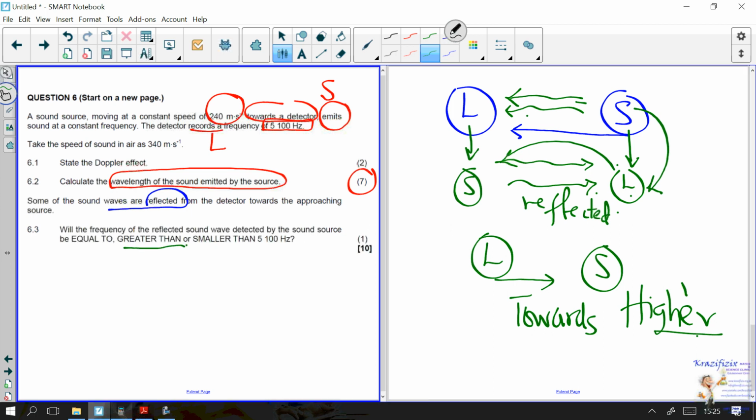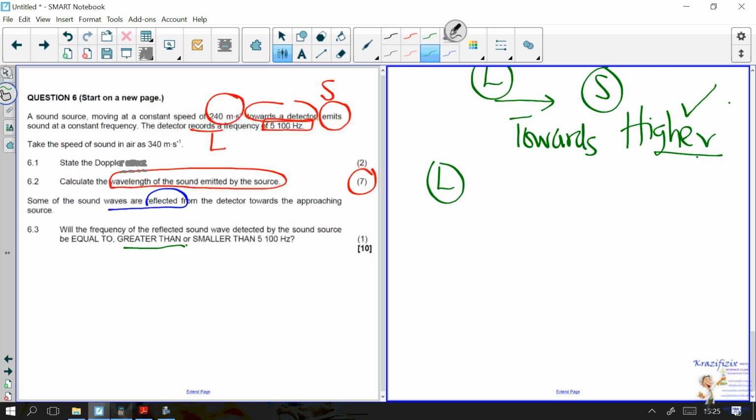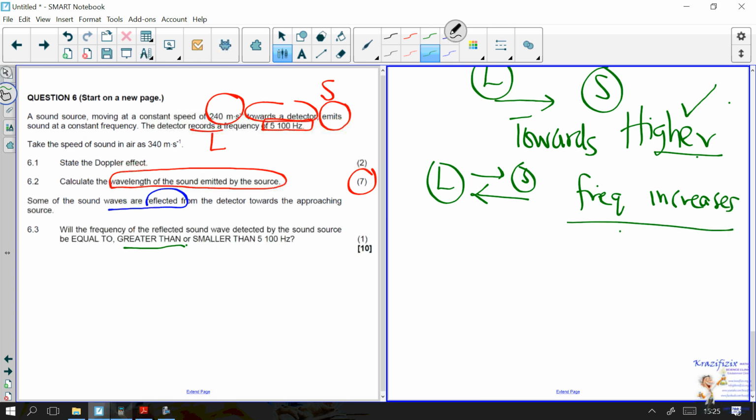And then you have 1 mark there. Remember, if the listener is moving towards the source, or the source moving towards the listener, frequency automatically does what? Increases. All right, frequency increases. That is your Doppler effect, question 6. Done there. Let's run to question number 7.